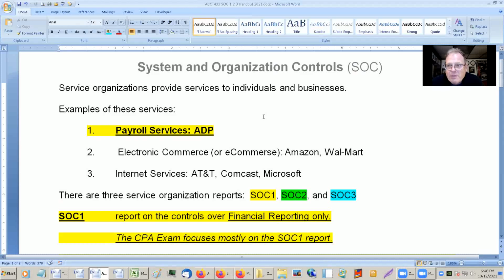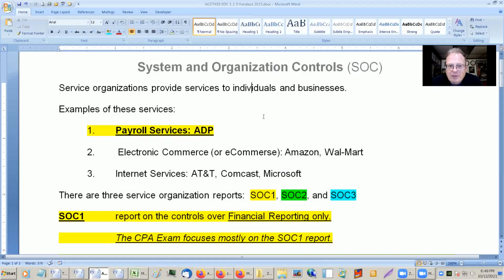But at the same time, you can't just walk away, turn away from it because, you can imagine the payroll for General Motors would be huge. So you have to get comfortable with the internal controls over it. And that's what these reports are.